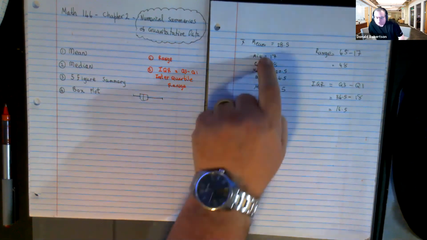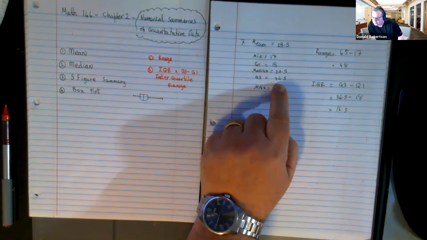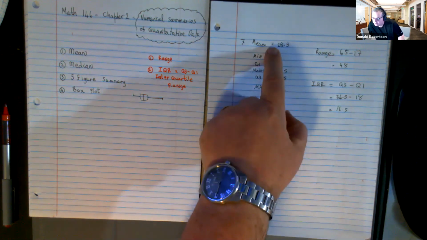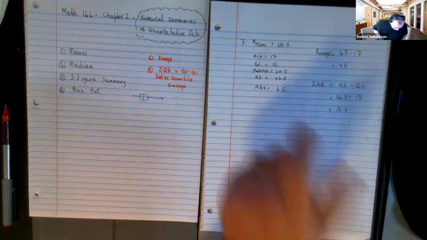Do you want me to draw another box plot, or can we pretend that you know how to do that so we can move on? Do you want me to do a box plot with this data? Would you like to see it? I need a yes or a no. Megan, do you want to see one? Yeah, we got it. Let's do it.